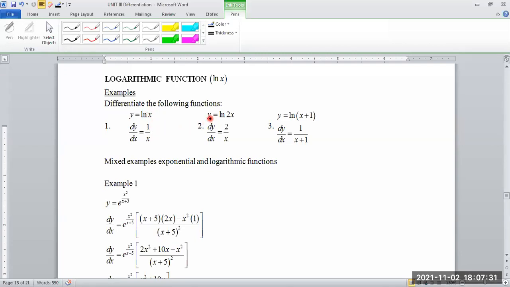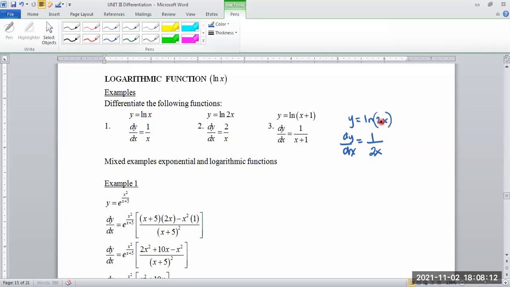So let us try and differentiate ln 2x. The differential of the function is going to be 1 over the function, and then I'm going to times it by the differential of the function. So let us look at this one here. If y is equal to ln 2x, dy by dx: the differential of ln x is 1 over x. This x is 2x, right? So the differential of ln of a function is 1 over the function.